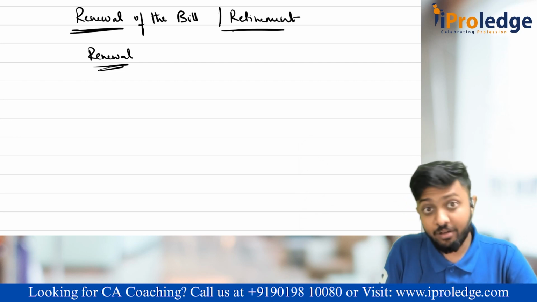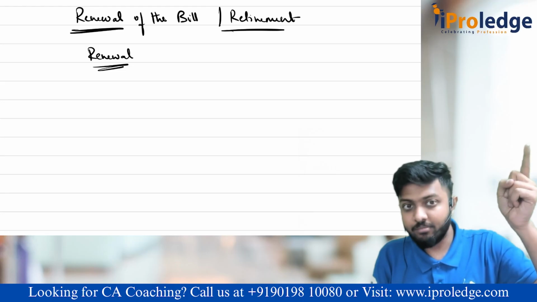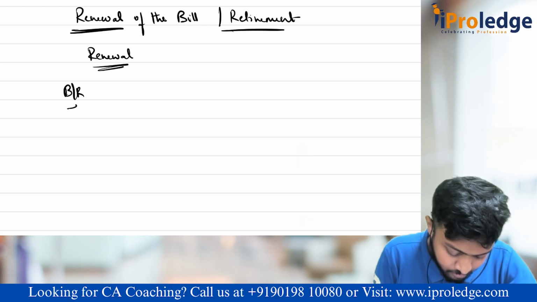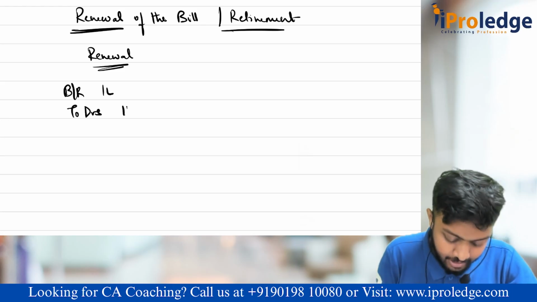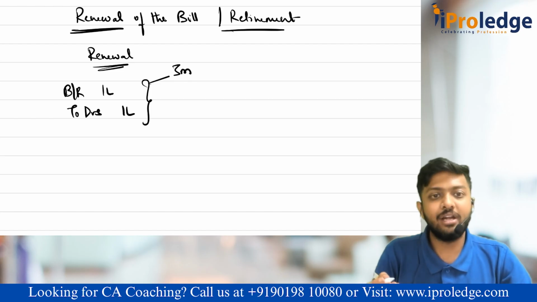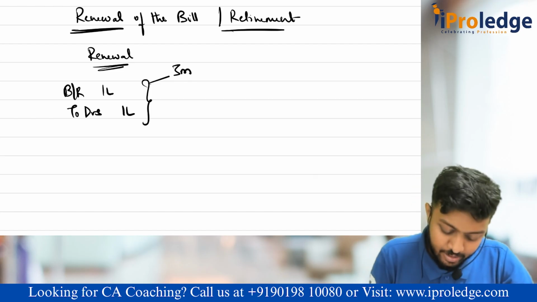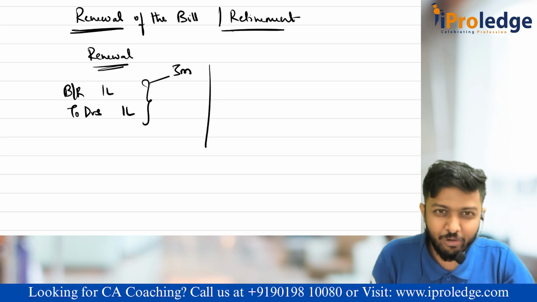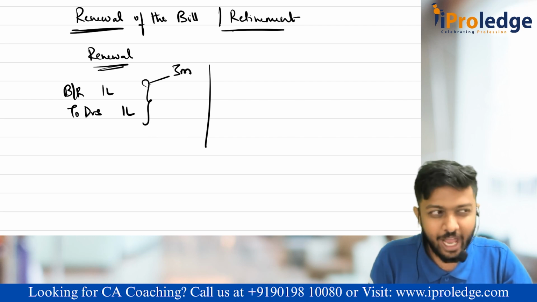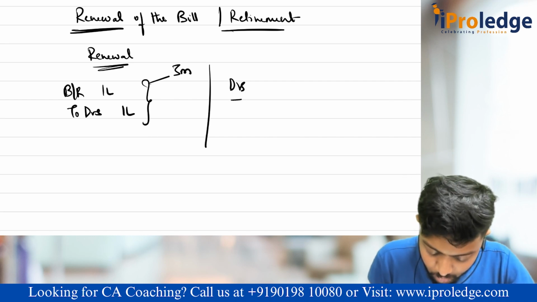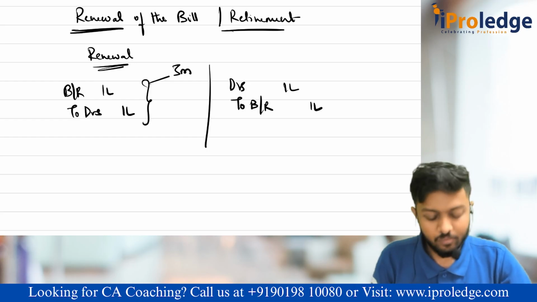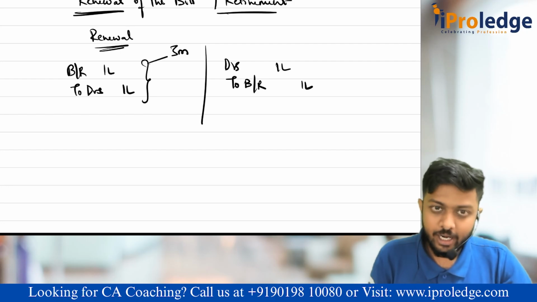Now what will I do? The first bill I would have drawn. The entry for drawing that first bill was bills receivable to debtors, 1 lakh, 1 lakh. The period of this bill was 3 months. Now, since renewal is happening, the old bill is cancelled. We'll do the accounting as if the old bill is cancelled. It's as good as the old bill being dishonored or cancelled. So you will reverse the entry. Whenever a bill is dishonored or cancelled, reverse the entry. So debtors to bills receivable, 1 lakh, 1 lakh.